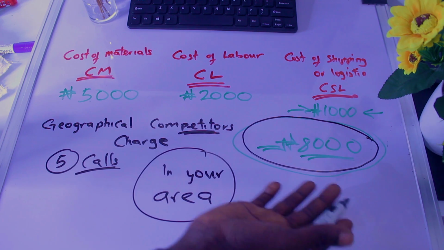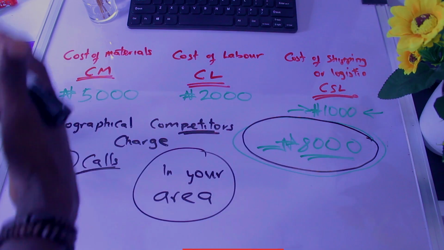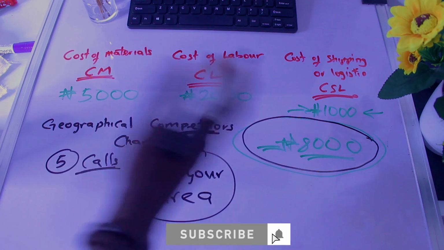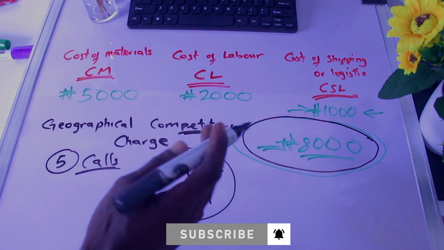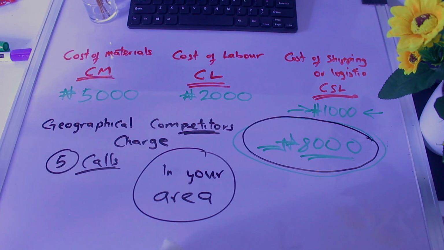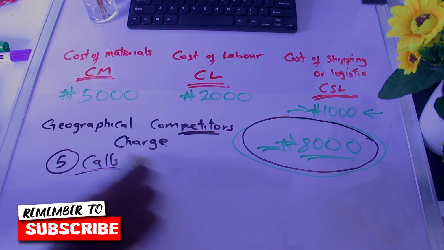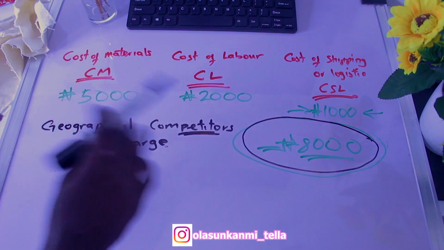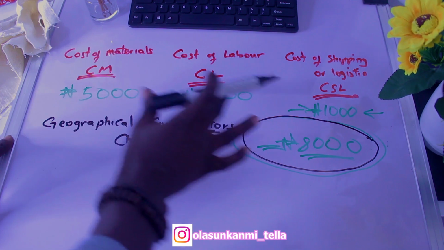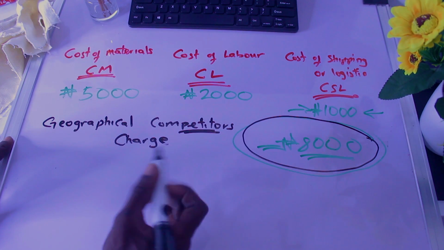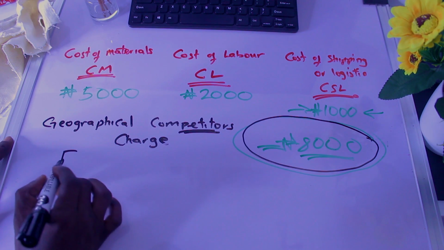They have social media or whatever. Just ask them to get an average price of at least 10 or 5 of them. All you need is how much they charge. You're not doing this because you are not worth more than them. You're doing this to find a middle ground for your customers, for your clients. That is important. So all you have to do is to call at least 5 people.